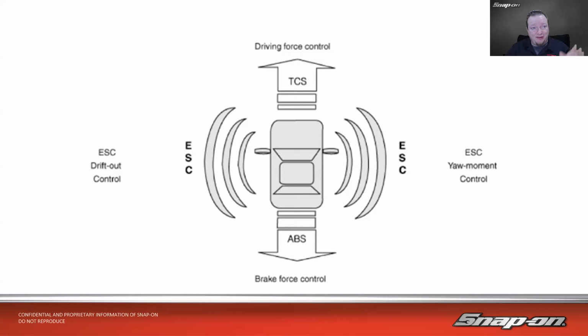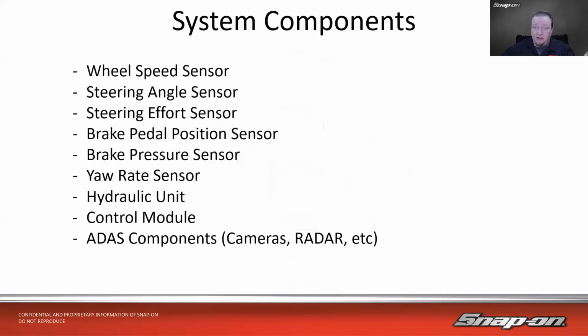Now we have all these other things kind of related to it. And since all these systems do work together and they do utilize the ABS, we do have a multitude of sensors and sub components that we have to worry about as well. So we have the wheel speed sensor, of course. That's been around the longest, I think, out of most of these things. Steering angle sensor, so the computer knows what angle the steering wheel's at.